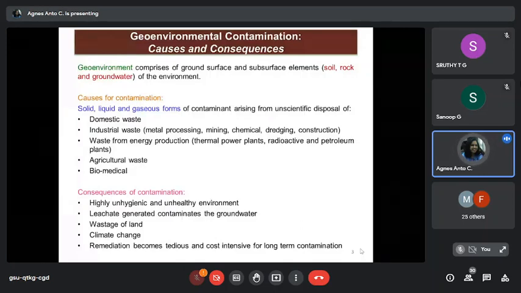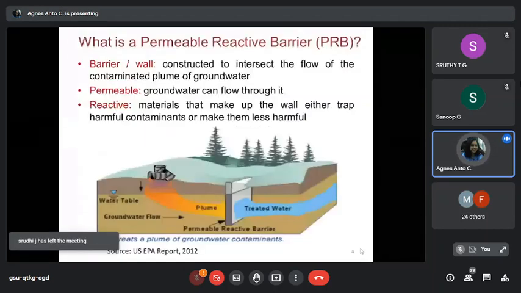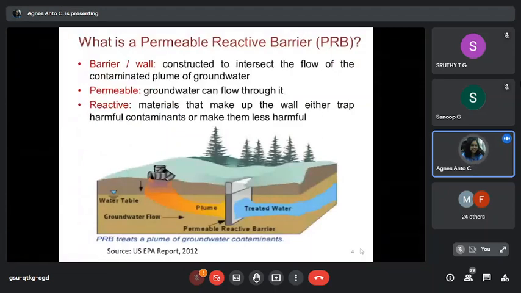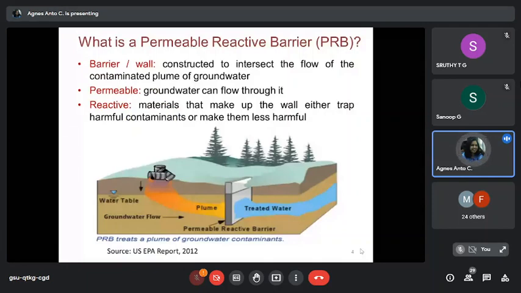Now that is also a very extensively researched area, like coming up with alternative materials which you can use as a soil or as a geomaterial. So when you realize the impact of the contamination at a later stage, remediation technique always becomes very tedious and cost intensive. So now we will get an overall understanding of geoenvironment, its contamination and the consequences. We'll discuss a technique which has been extensively researched and practiced as a remediation technique for decontaminating your geoenvironment.